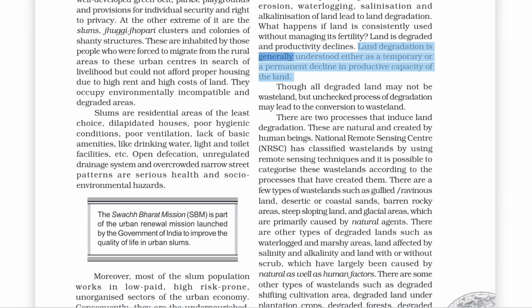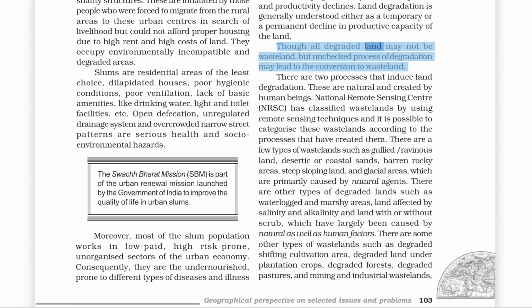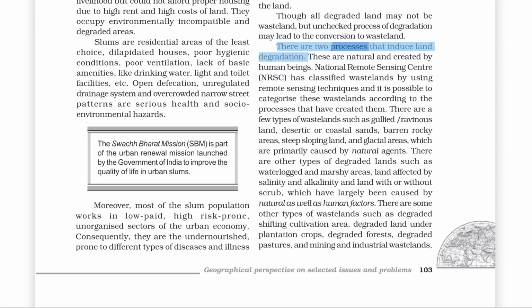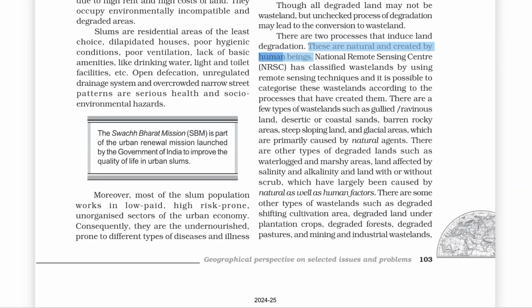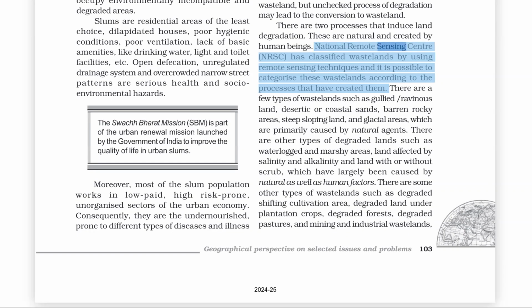Land degradation is generally understood either as a temporary or a permanent decline in productive capacity of the land. Though all degraded land may not be wasteland, unchecked process of degradation may lead to the conversion to wasteland. There are two processes that induce land degradation. These are natural and created by human beings. National Remote Sensing Center, NRSC, has classified wastelands by using remote sensing techniques, and it is possible to categorize these wastelands according to the processes that have created them.